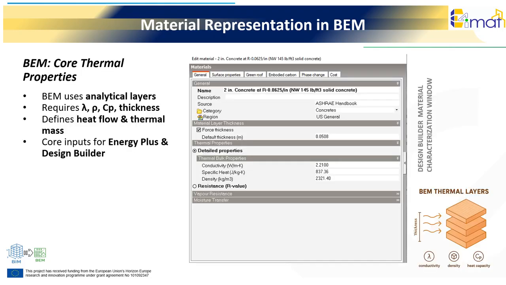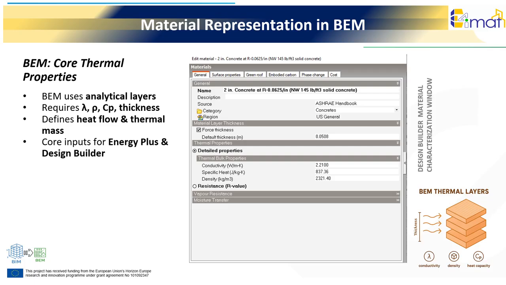In energy modeling tools such as EnergyPlus and DesignBuilder, materials are represented as analytical layers defined through numerical performance properties. Four inputs are essential: thermal conductivity lambda, which controls heat transfer; density rho, which influences thermal mass; specific heat capacity Cp, which determines heat storage; and thickness, necessary for calculating total resistance.